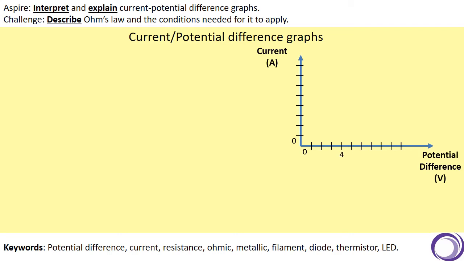So let's say I measured the potential difference across a component as being 4 volts and the current through it was 0.4 amps. I'd mark a point on that graph there, and then I could increase the potential difference to 8, measure the current, so say I got 0.8, and I'd mark a point there.